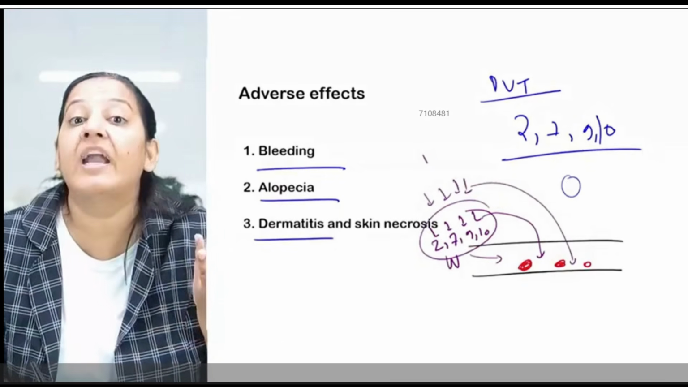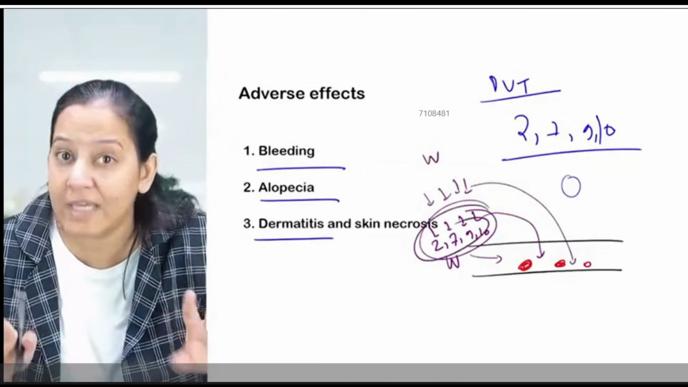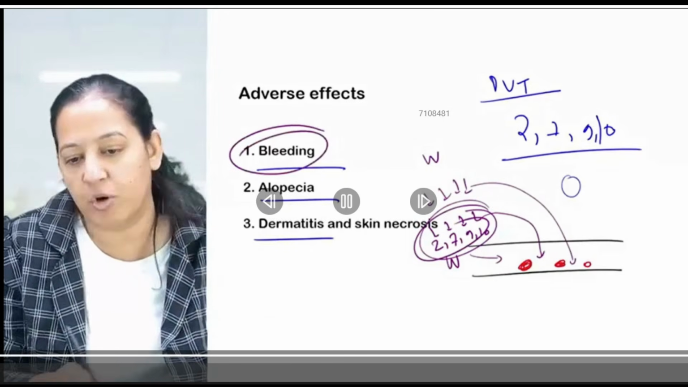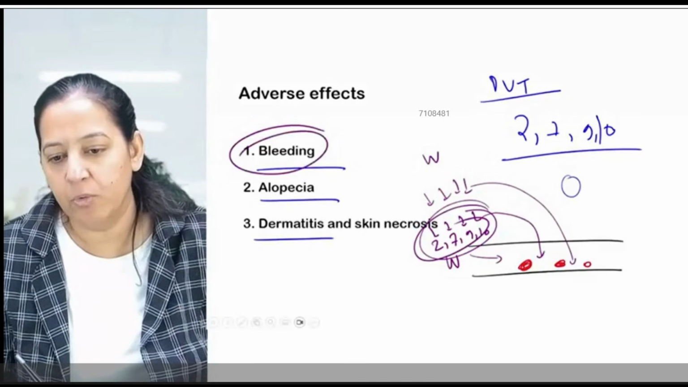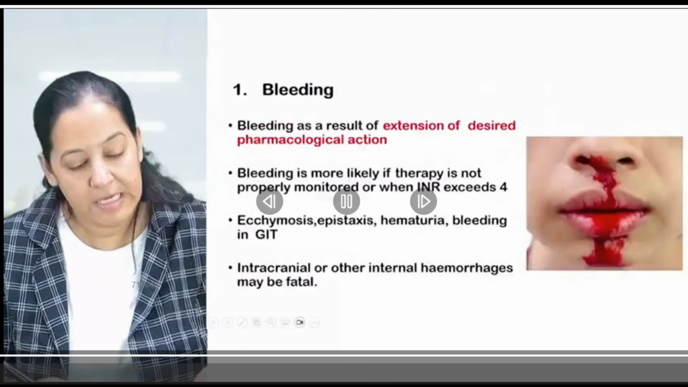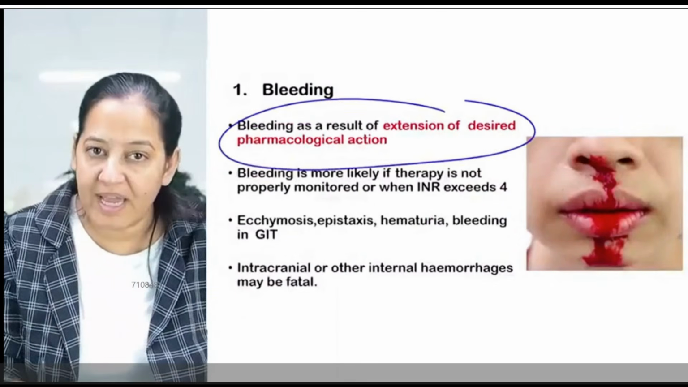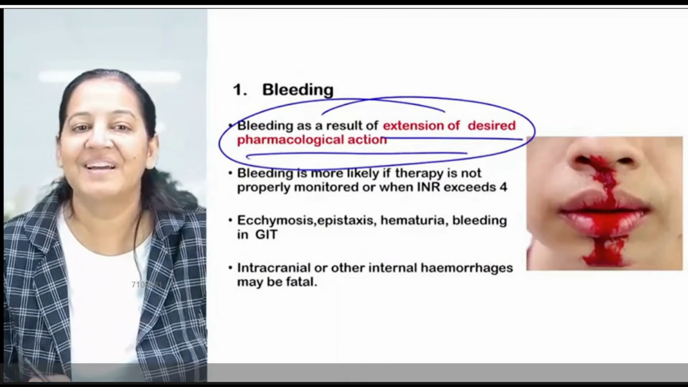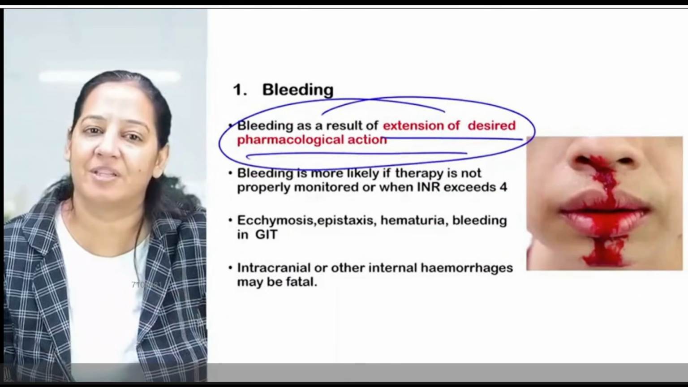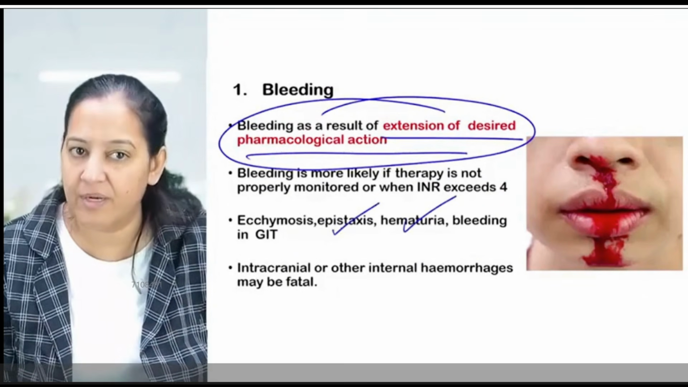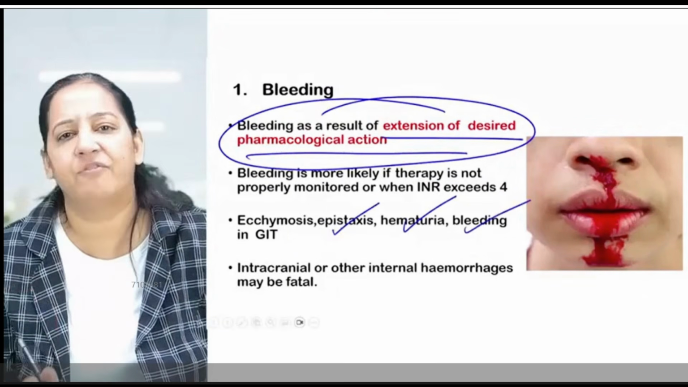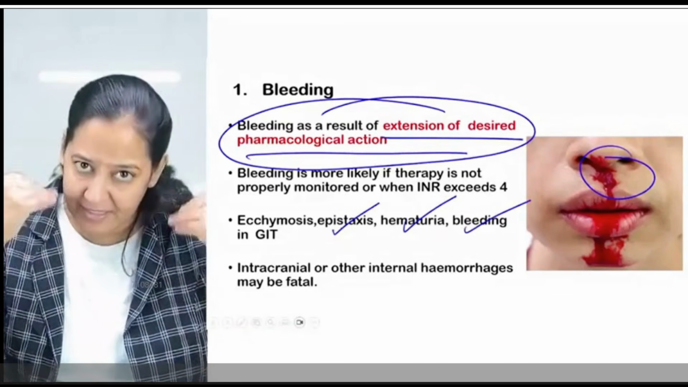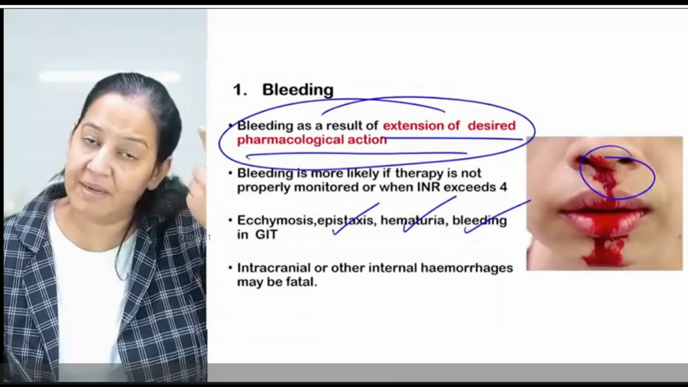But if you give a high dose of warfarin, their level becomes almost zero. So even with injury, bleeding will occur and clot will not form. So bleeding is the most common side effect. It is the extension of the desired pharmacological action. The bleeding can be from the nose, from the urine, in the GIT. Bleeding can be in any form. It is not only nasal bleeding. It can be from the ears, in the conjunctiva. It can be internal bleeding. It can be external. Sometimes it can be intracranial bleeding.